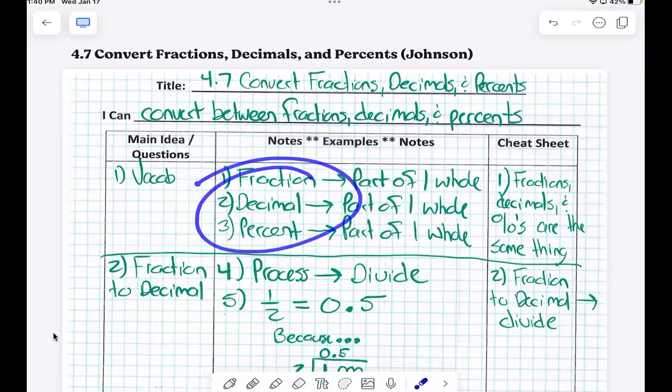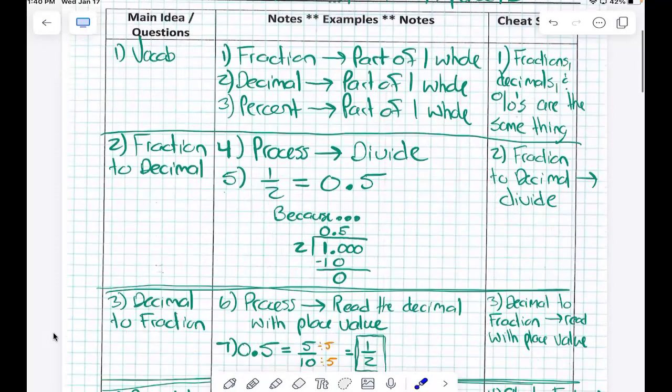All right, we know fractions, decimals, and percents are all the same thing, right? Yes. Because they are all? Part of one whole. They're all part of one whole. Can we try to stay together, please? Yes. All right, so let's talk about how they work.